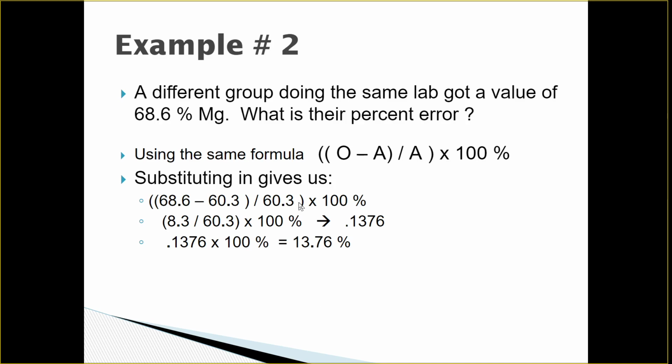This next one, a different group doing the same lab got a value of 68.6. What's the percent error? You'll do it the same way. 68.6 minus 60.3 gives us 8.3. That's going to be 0.1376, which would give us 13.76% error. Okay?